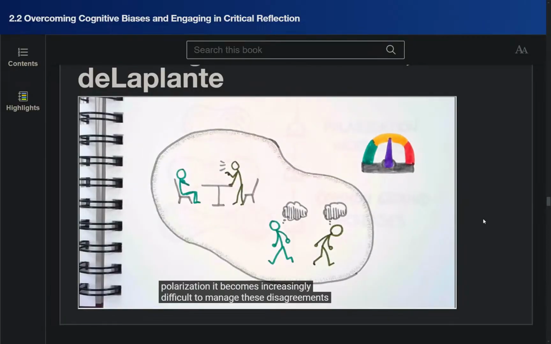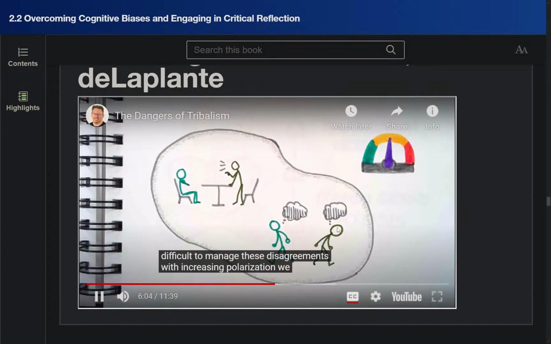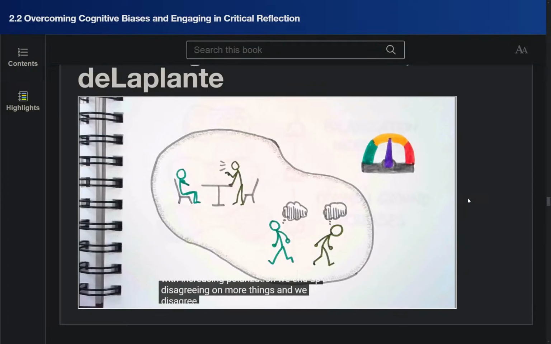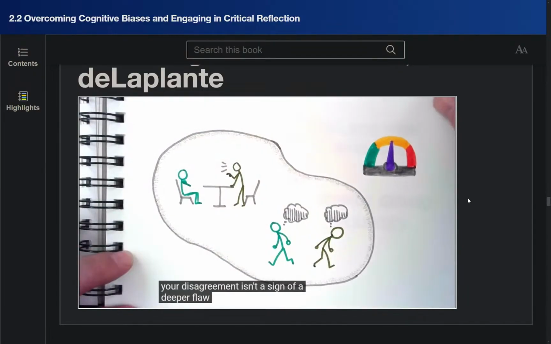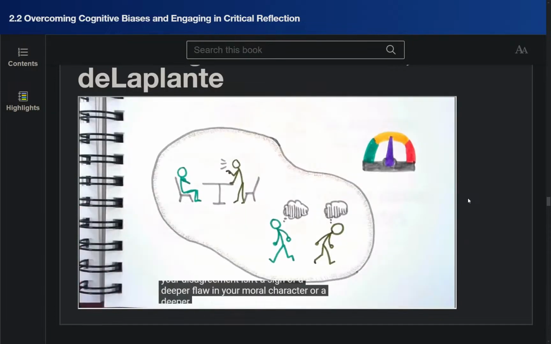Now, as we ratchet up the polarization, it becomes increasingly difficult to manage these disagreements. With increasing polarization, we end up disagreeing on more things, and we disagree more strongly. We care more about the issues on which we disagree, and it becomes harder to accept disagreement as something we should just expect among reasonable people. It becomes harder for me to accept that your disagreement isn't a sign of a deeper flaw in your moral character or a deeper flaw in your capacity to see reality for what it is.